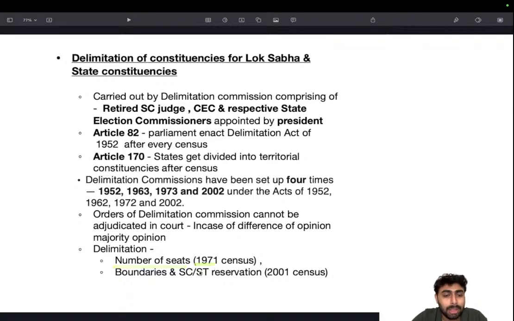That's very crucial. But at the same time, boundaries of the constituencies and the SC/ST reservation, then the seats that are being reserved for SC/STs are based on the 2001 census. So this is a very crucial fact. UPSC can ask this because delimitation, SIR, everything is connected. So election, everything is connected. So a question can be expected, a very factual question can be expected. So the number of seats is based on the 1971 census and the boundaries and SC/ST reservation are based on the 2001 census.